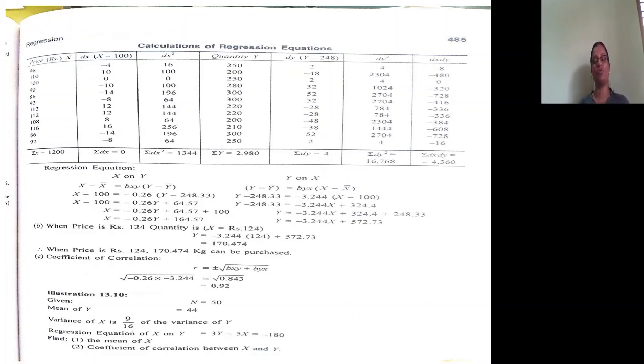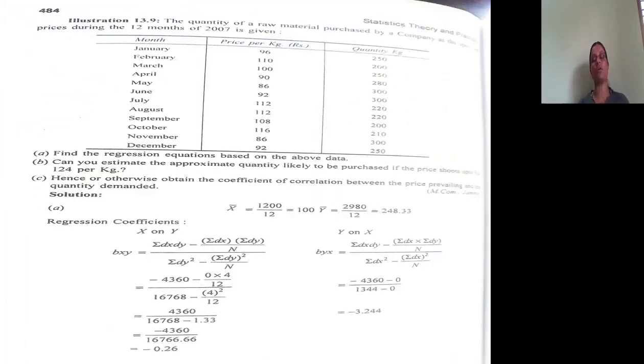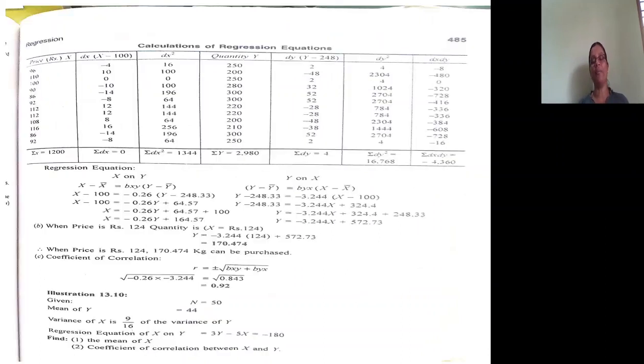We should take x as 124. So when x is 124, y will become 170.474. X is the price. So listen carefully: when the price is 124, the quantity demanded will be 170.474 kg. So this is how we should calculate what we need based on one variable's data.